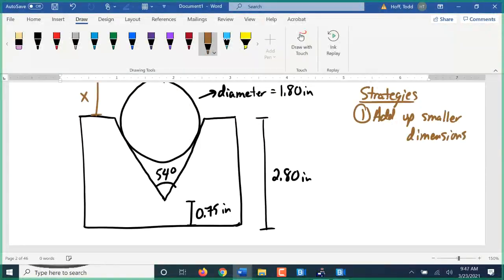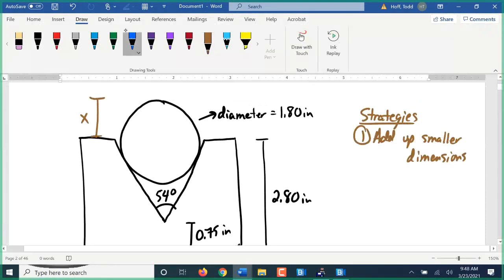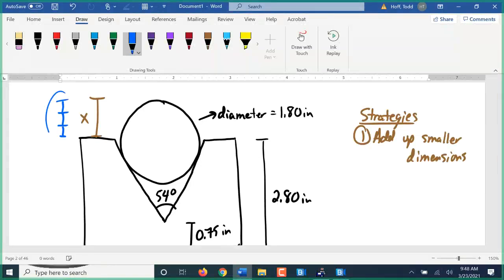So that would be if we had smaller pieces. If there were smaller pieces that made up this dimension, we would find those smaller pieces and add them all up to get x. That's not the case here. Our second strategy is to subtract dimensions.